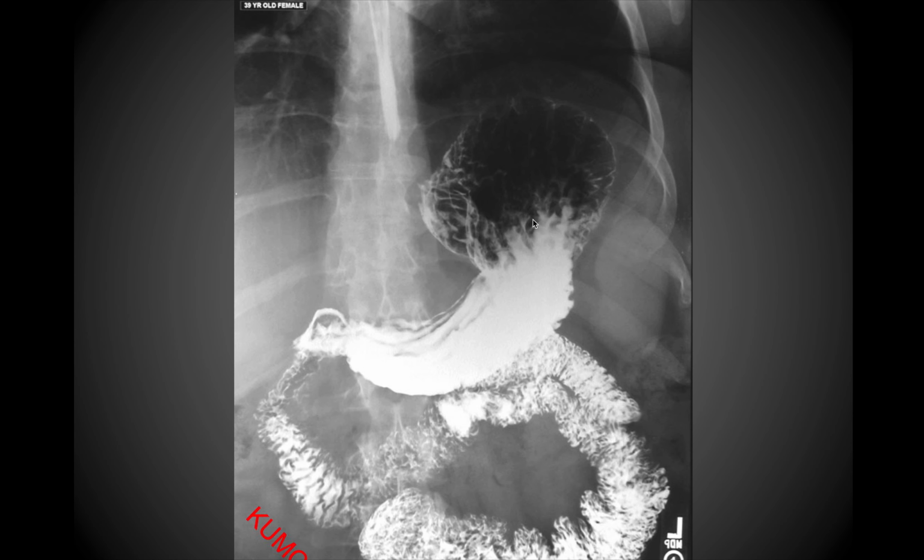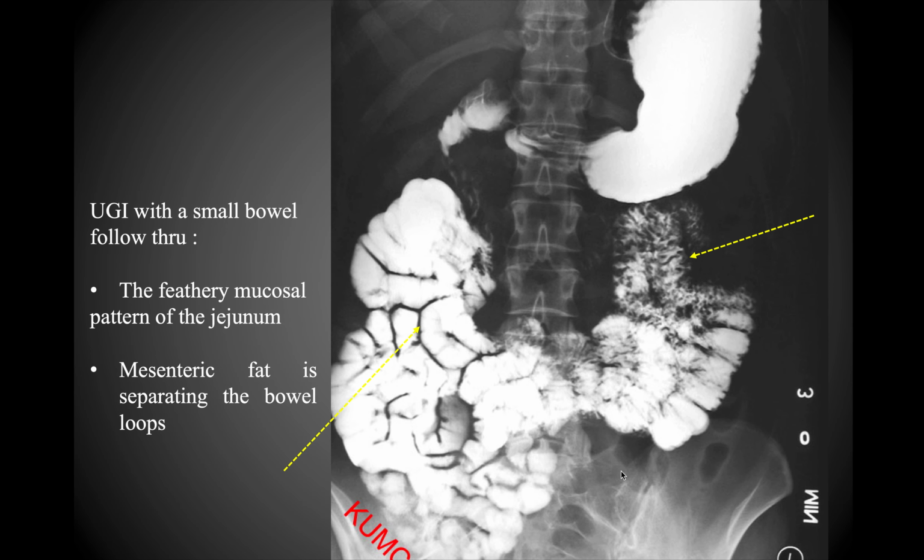Here's another AP view of this patient, and we can see the flow is now occurring through the duodenum, and the jejunum is filling up much more prominently with the contrast agent, and again, you can really appreciate that characteristic feathery appearance of the jejunum. UGI here just stands for upper GI study with a small bowel follow through.